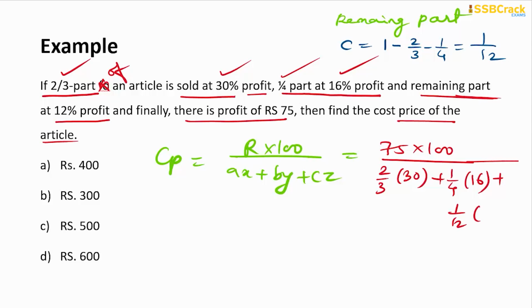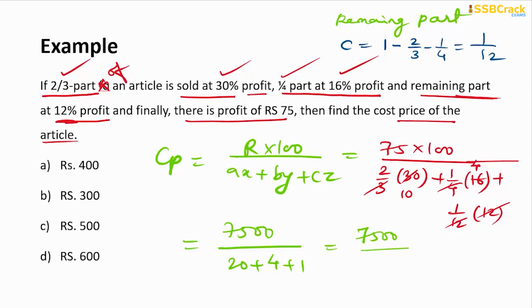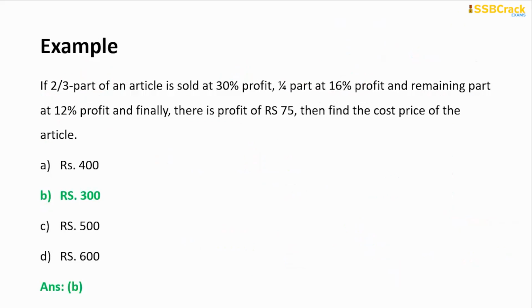So 1/12 times its percentage profit or loss, whatever is mentioned, which is 12. Here 3 is cancelling, and here 4 is cancelling with the 16. So let's simplify. We have 7500 in the numerator, and in the denominator we have 20 plus 4 plus 1, that is 25. So 7500 upon 25 is 300. So the final answer, the cost price of the entire article, is rupees 300. Hence the right key is option B.